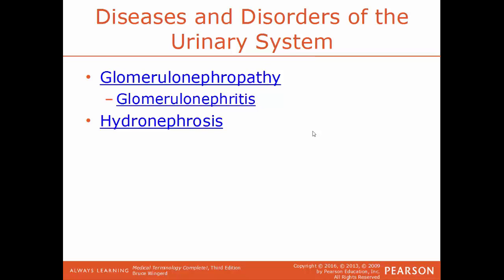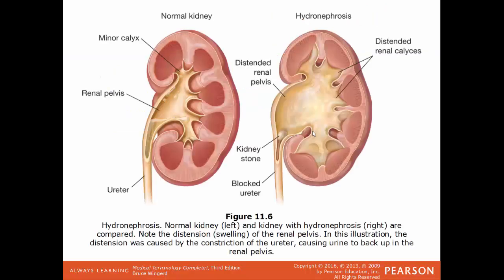Hydronephrosis. This is the swelling of a kidney because of a buildup of urine. Here's an illustration of how that may look. On the left, the internal anatomy of a normal kidney, and the one on the right, one with hydronephrosis. Normally, the urine that is collected in each of these pyramids will be deposited here in the renal pelvis. From here, it continues on to the ureter, onto the bladder.